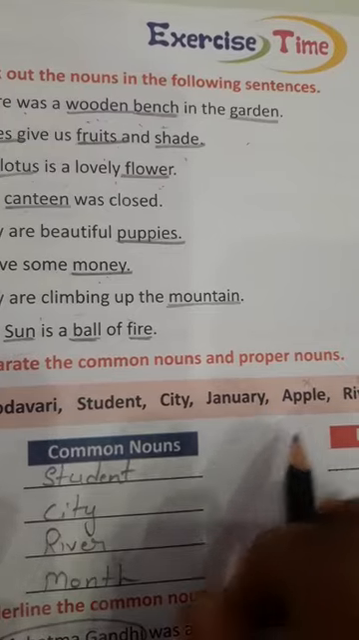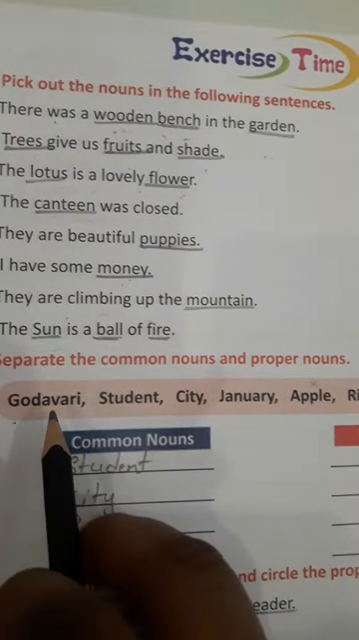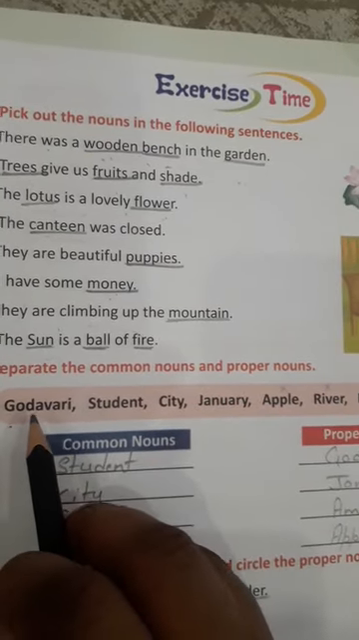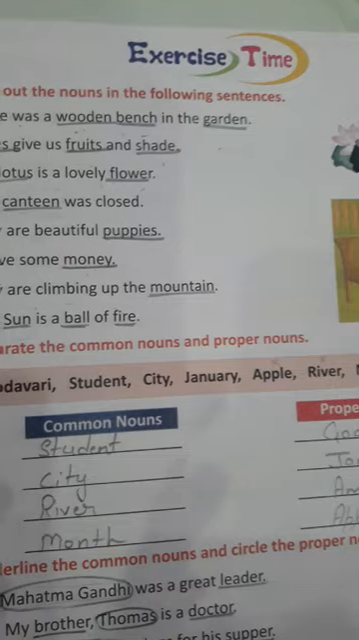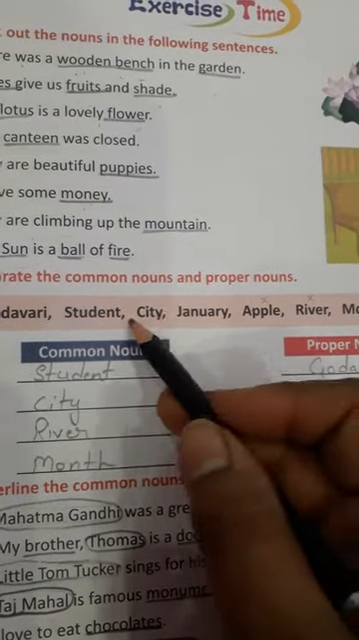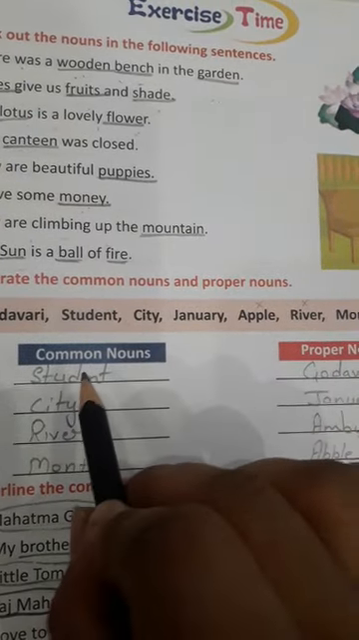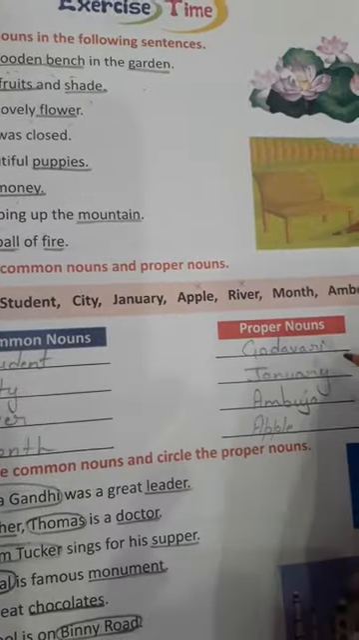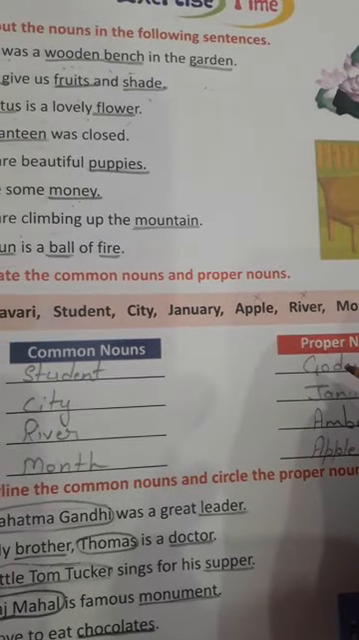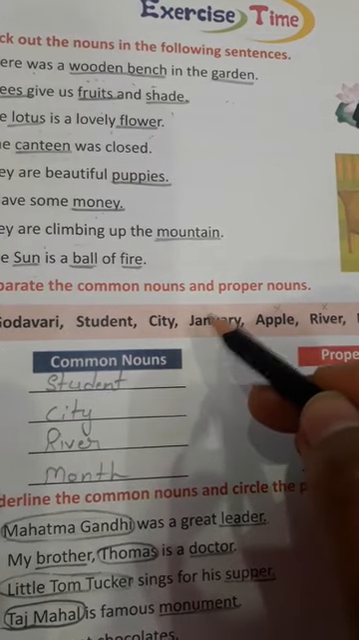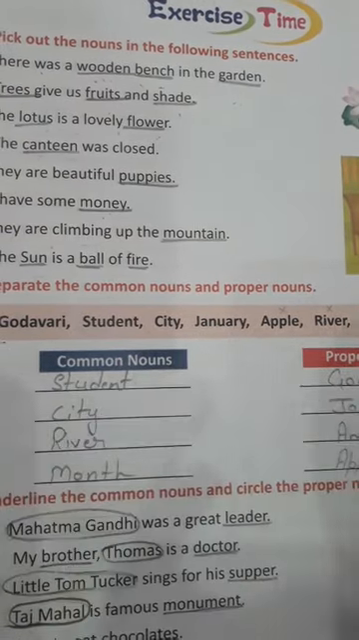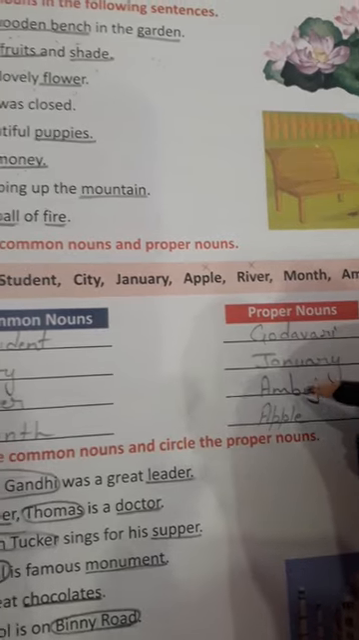Okay. Now you can see the second question. Separate the common nouns and the proper nouns. Here you can see in the box some words are given: Godavari, student, city, January, apple, river, month, and Ambuja. Now you have to separate these nouns into the column of common noun and proper noun. So from this box you have to choose the nouns which belong to common nouns and write them here, and the nouns that belong to proper nouns you have to write here.